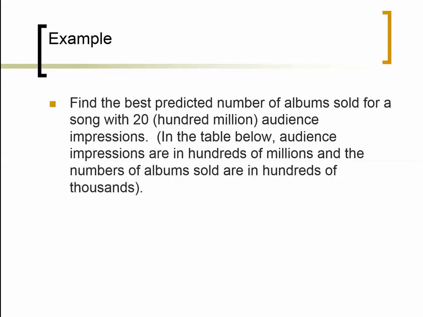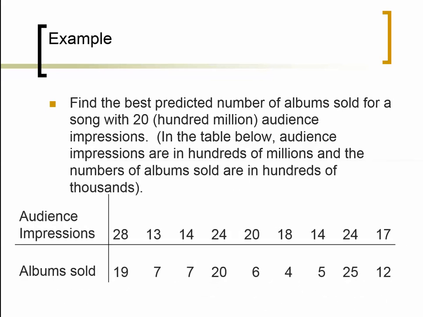Find the best predicted number of albums sold for a song that has 100 million audience impressions. In the table below, audience impressions are in hundreds of millions and the numbers of albums sold are in hundreds of thousands. So when we have a table like this, the top row is always going to be our x's and our bottom row is the y's. So this is an ordered pair like that.